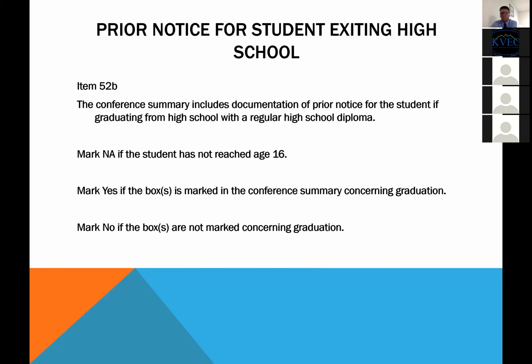So you're going to mark NA if the student hasn't reached 16 yet, and you're going to mark yes for the box or boxes, because sometimes there may be 2 boxes marked in the conference summary concerning graduation. And then you're going to mark no if the box or the boxes are not marked concerning graduation. And like I said, this is on the conference summary, and it's talking about documenting prior notice for students graduating from high school with a regular diploma. It also in there talks about exiting school and the date you put in there. So it's got a variety of things in there that you have to look at.